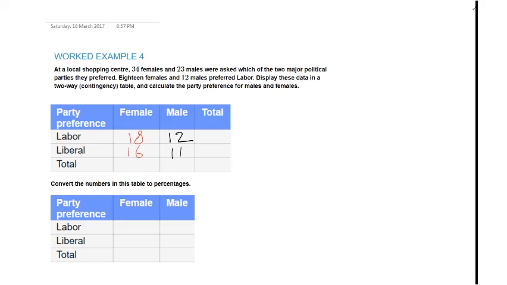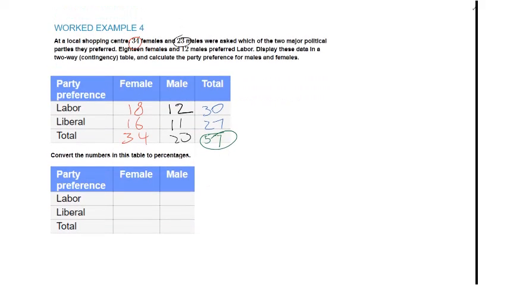Now you need to check you've done this right. 18 plus 16 gives you 34, which matches what we had up here. 12 and 11 matches the 23. Now, 18 plus 12 is 30, and 16 and 11 is 27. Here's the thing you need to check: 34 and 23 give you 57, and 30 and 27 also give you 57. So you've made sure the total is what you expect.